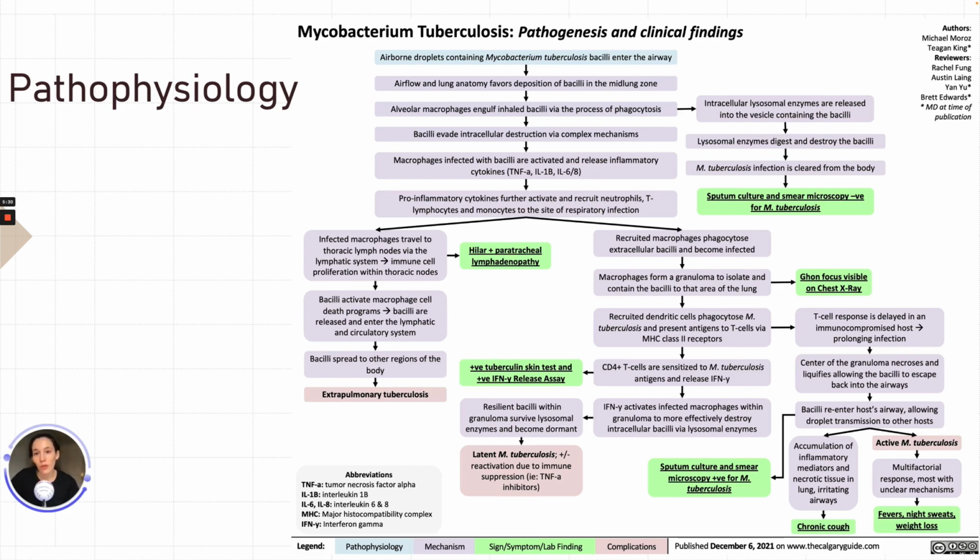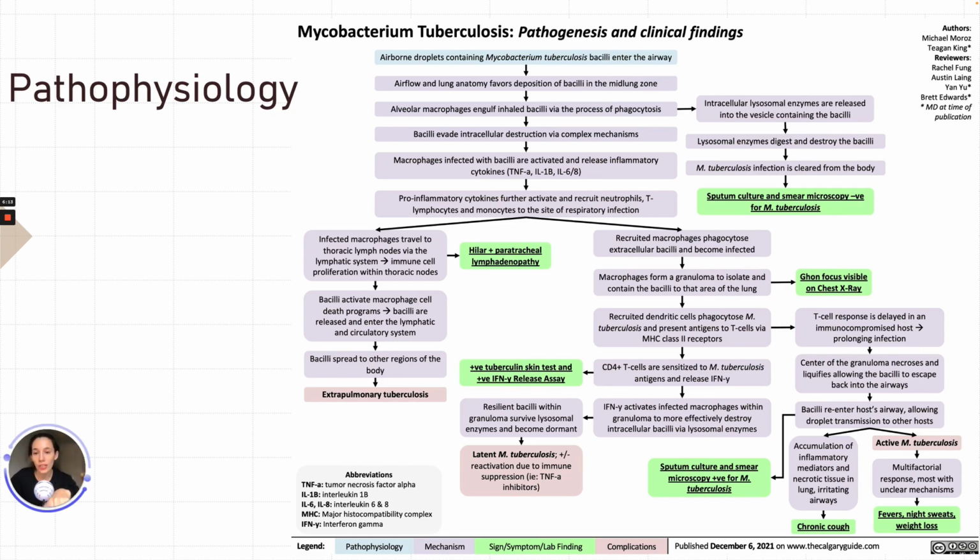There's also recruited macrophages that phagocytose extracellular bacilli and become infected. The macrophages form granulomas, which comes to that Ghon focus, which is what you'll see on a chest x-ray. There's also recruited dendritic cells. So there's all these. This goes a little bit more in depth. You don't need to know all of these different cells that happen, but it's important to at least know the basic pathophysiology at the top, which is what we went over on the last slide.